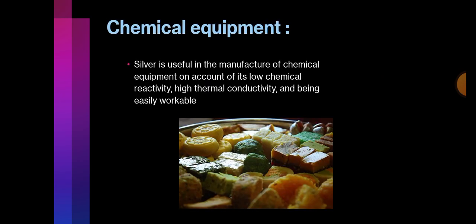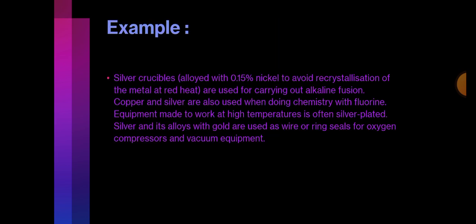Chemical equipment. Silver is used in the manufacture of chemical equipment on account of its low chemical reactivity, high thermal conductivity, and being easily workable. For example, silver crucibles alloyed with 0.15% nickel avoid recrystallization of the metal at red heat and are used for carrying out alkaline fusion.